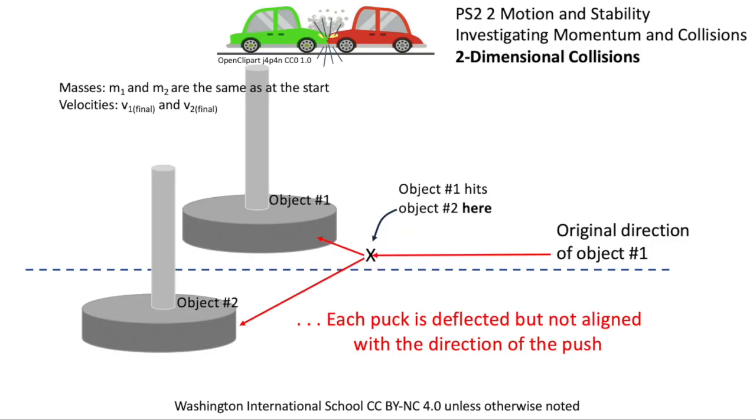Each puck is deflected but not aligned with the direction of the push. So object 2 gets hit, and the action of hitting the second puck makes the original puck move off its original course. So this one is a two-dimensional collision. When the objects are aligned and both pushed together, that is a one-dimensional collision.